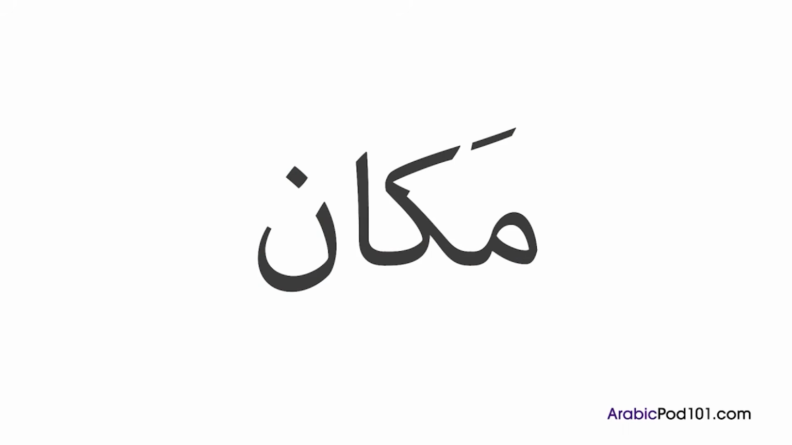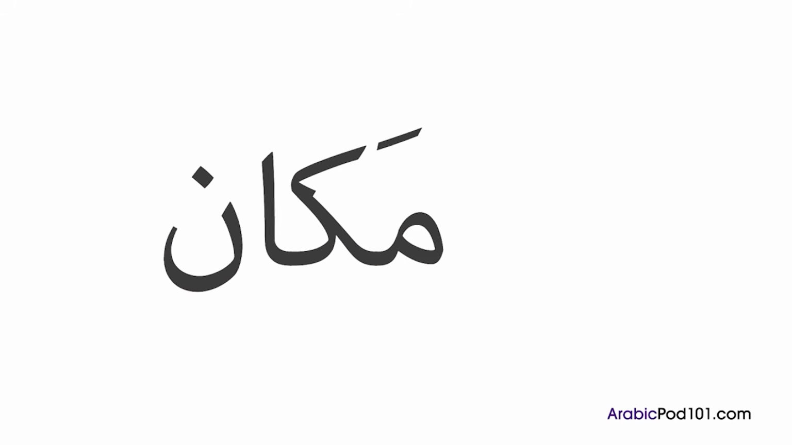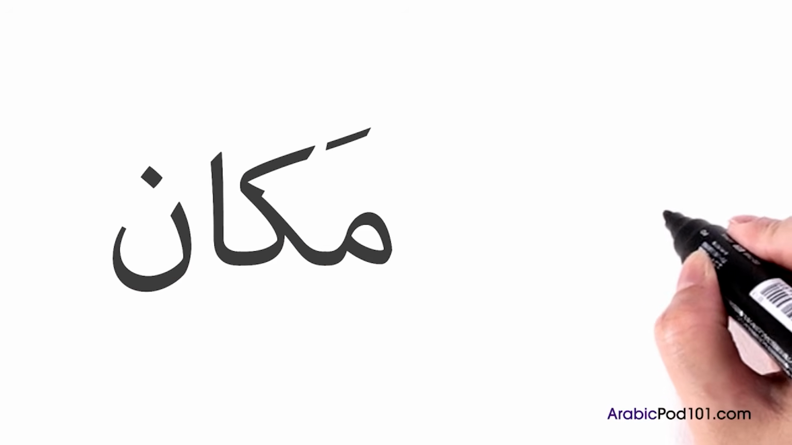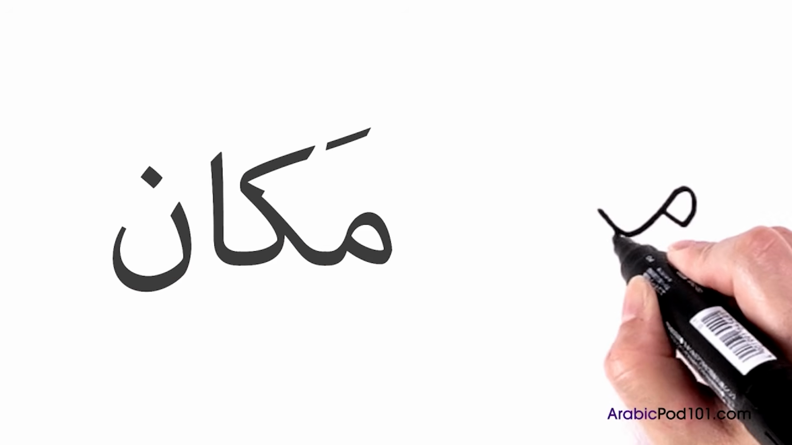Our first word is makan, meaning place. Here we have a mim with a fatha on top, connected to a kaf. Then we have an alif in the final form because it doesn't have a medial form. After this is noon in the isolated form because it cannot be connected directly to the alif. Let's learn how to write it together. Makan.